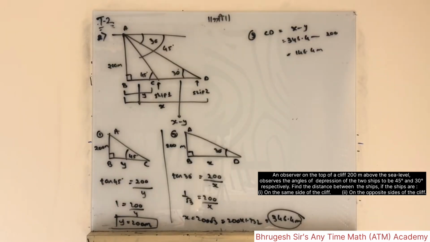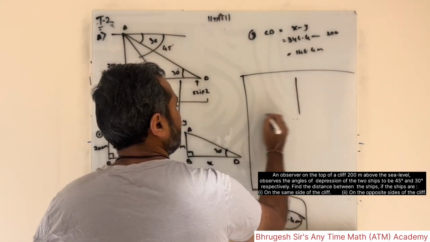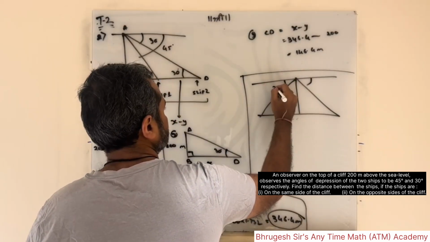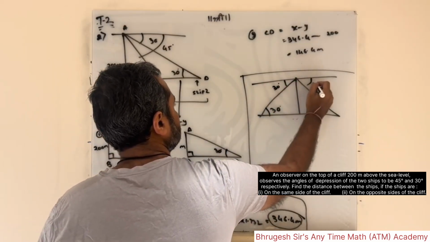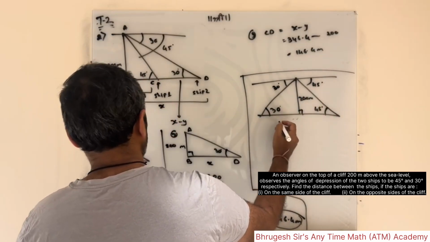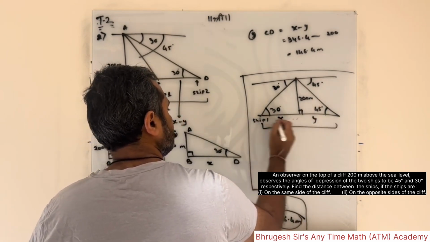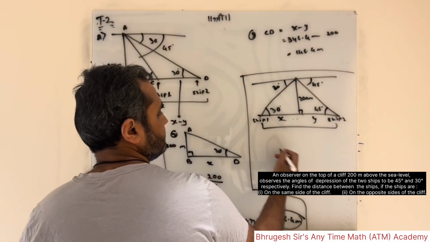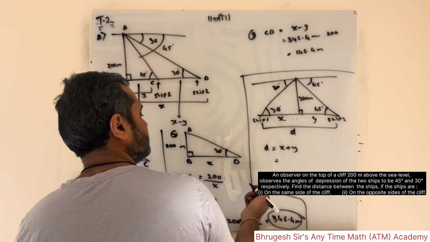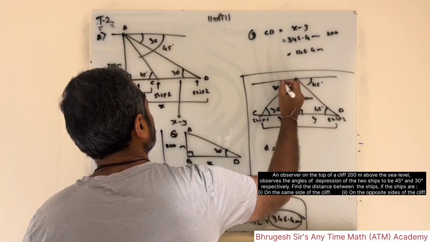Guys, understood? Now, just briefly, beta, same question, but when they ask you when the two ships are on the opposite side, the entire diagram, everything, calculation remains same. Only thing is, in this case, the distance between the two ships will be x plus y. Instead of x minus y, here we'll do x plus y, beta. Nothing else. Everything remains same.